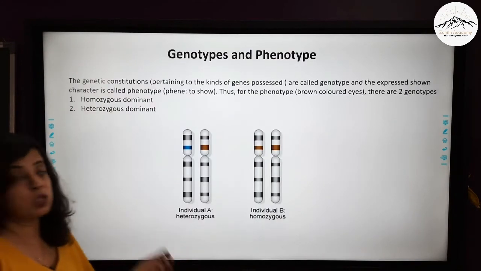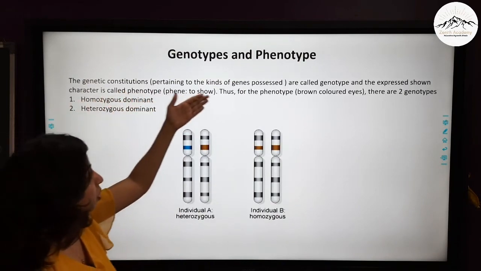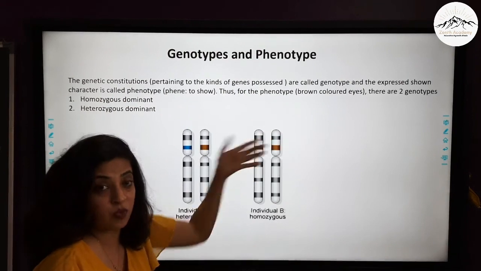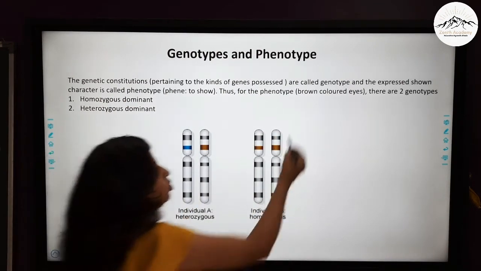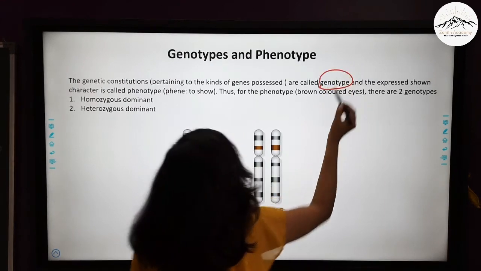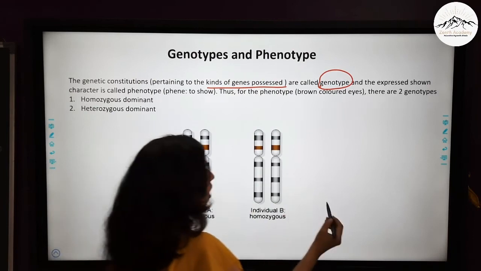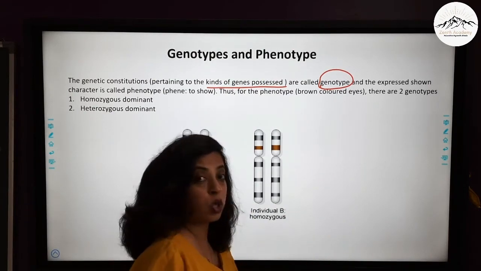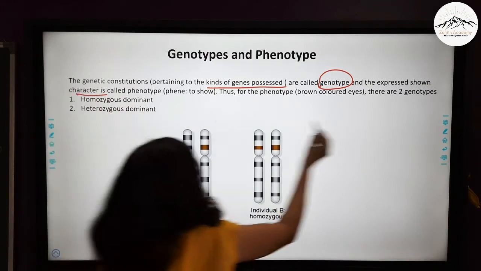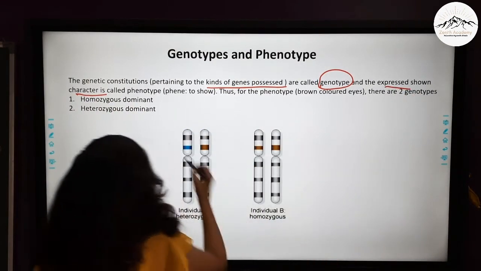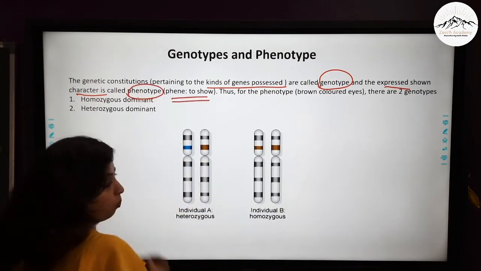Okay, so let me explain genotype and phenotype again. The genetic constitution pertaining to the kind of genes possessed, which kind of alleles are present, is called genotype. Genotype is the kinds of genes possessed. And what is expressed, what is shown, what we see, the seen character, that is the expressed character, is phenotype, because phen means to show.